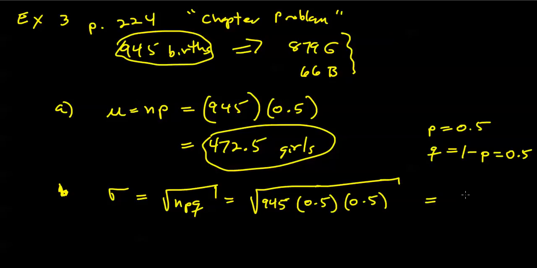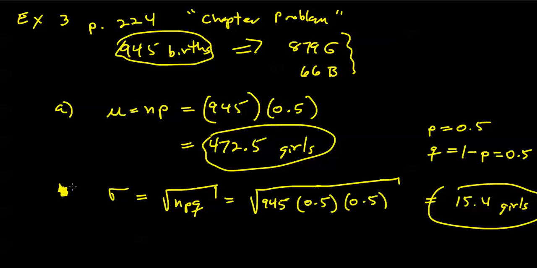And I'll punch this out on my calculator, and I get a value of 15.4 girls. That's my standard deviation for the number of girls born in this experiment, again with the assumption that boys and girls are equally likely. Okay?